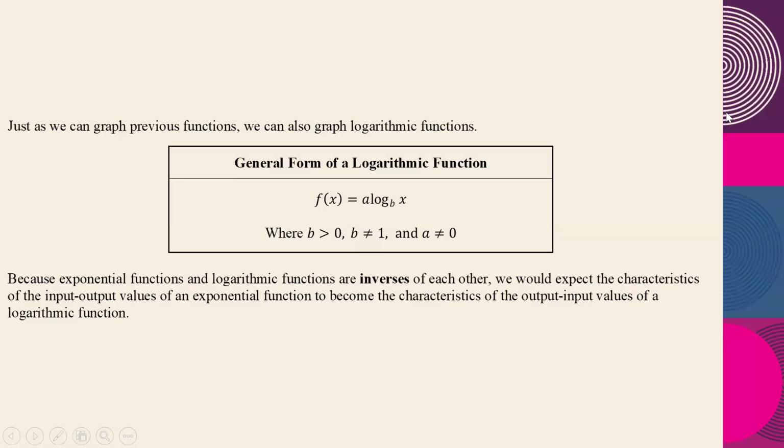So just like with previous functions, we can also graph log functions, which you learned how to do in Algebra 2, okay? So this should be like, oh yeah, I've done this before. I've graphed this function before. When you're graphing a log function, you're paying attention to the A and the B value, okay? Your B has to be greater than 0, meaning that it has to be positive. It cannot equal 1, and A cannot equal 0, which makes sense because if I make A equal to 0, then the entire thing is equal to 0, okay?